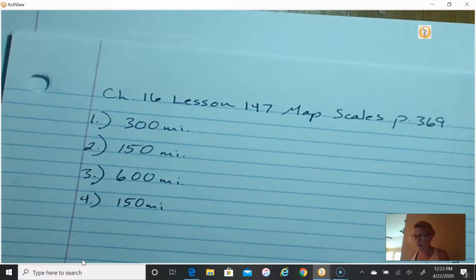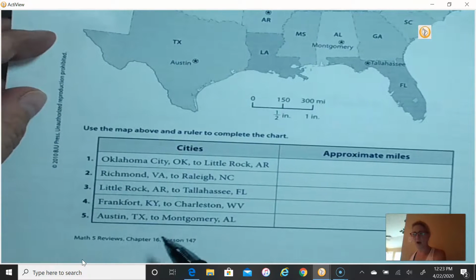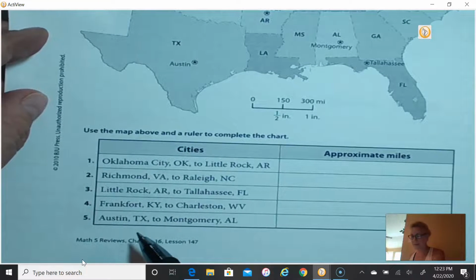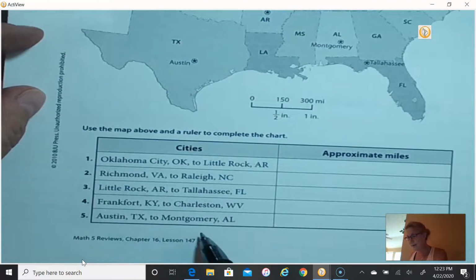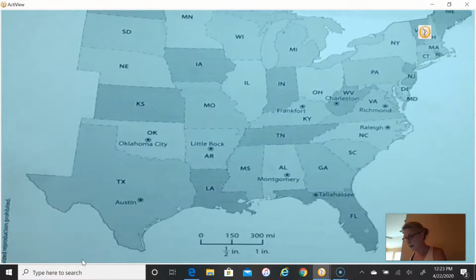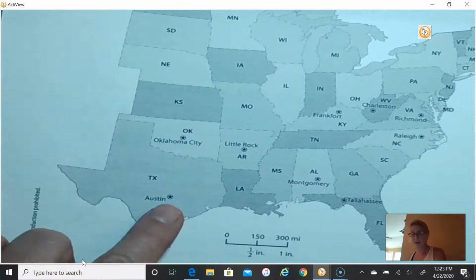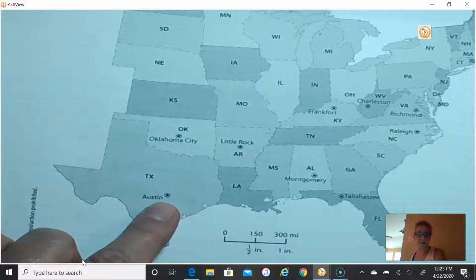All right, number 5. Last one, boys and girls, and then I'm setting you free. Ooh, Austin. I'm glad they included Texas. Austin, Texas to Montgomery, Alabama in the South Final. Okay. My husband's from Alabama. Here's Austin. I hope you guys know that.